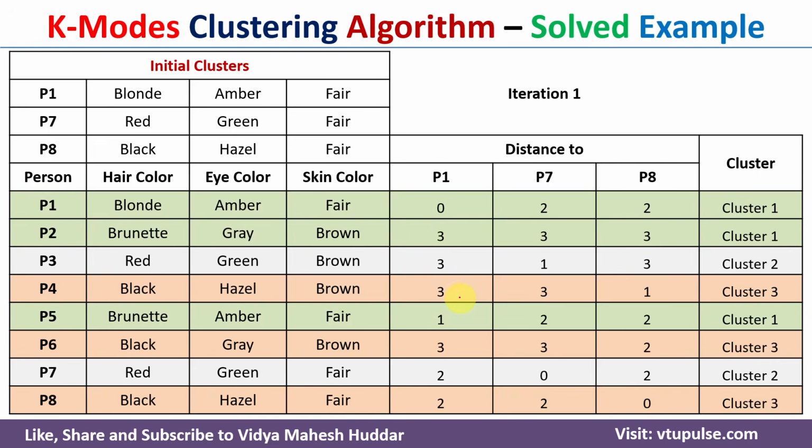And here we can see that for cluster 1, we have three persons. Those are P1, P2 and P5. And for hair color, it is blonde, brunette and brunette. And the frequency for brunette is more. So we will replace blonde by brunette.